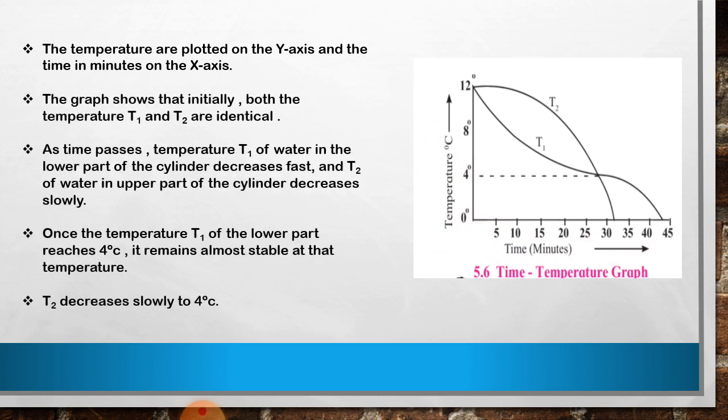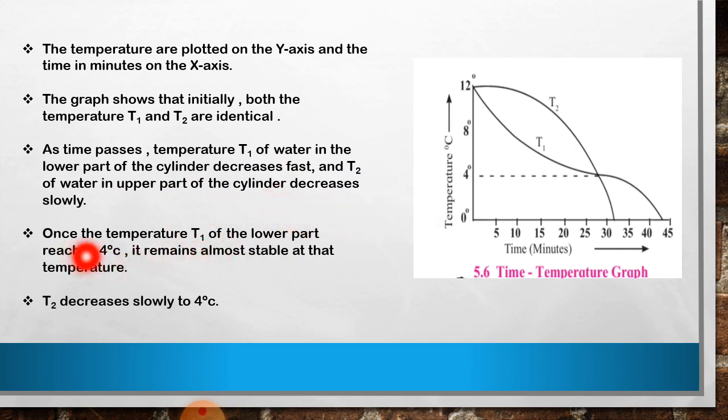The graph shows that initially both the temperatures T1 and T2 are identical to each other. But as time passes, the temperature T1 of water in the lower part of the cylinder decreases very fast, and T2 of water in the upper part of the cylinder decreases slowly.